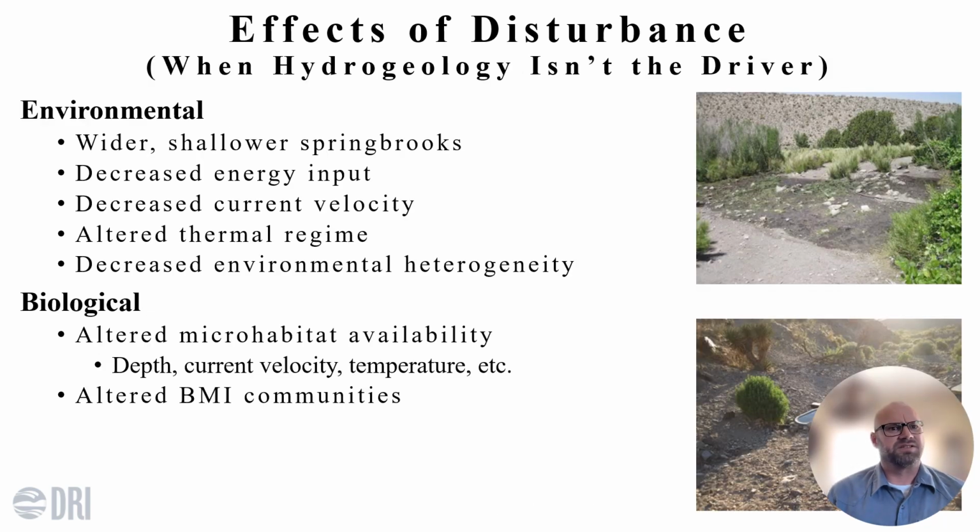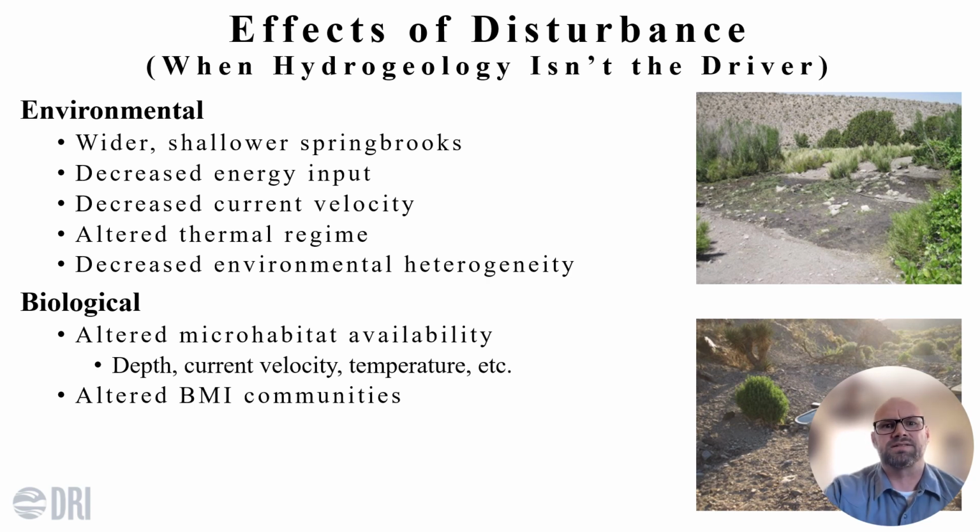So the effects of disturbance on these springs, when hydrology isn't a driver, when we think about environmental impacts, we see wider, shallower spring brooks. We see a decrease in energy input and current velocity. We usually see an altered thermal regime. Due to this wider, shallower channel morphology, we see an increase in temperature, and then we see a decrease in the environmental heterogeneity. Biologically, we see an alteration in the microhabitat availability. So we see changes in depth, current velocity, temperature, and therefore an alteration in the BMI community structure in these springs.